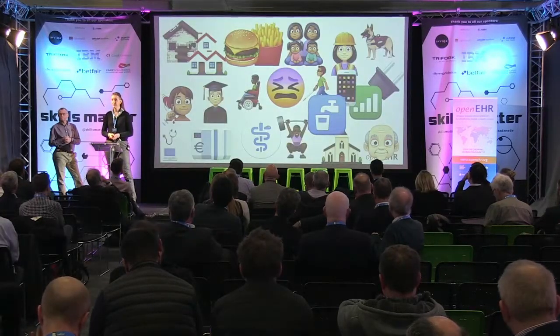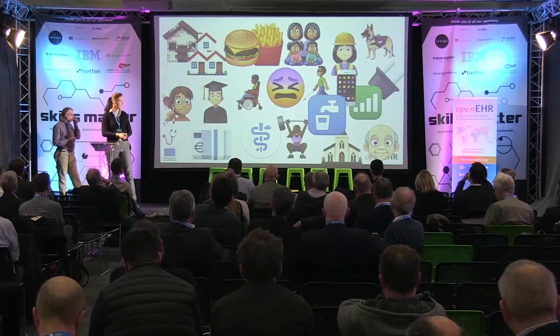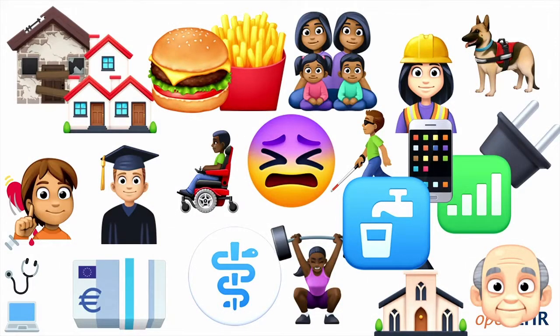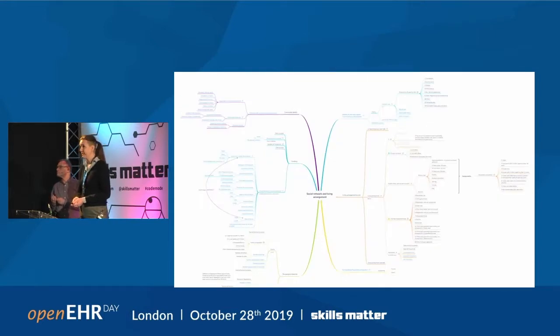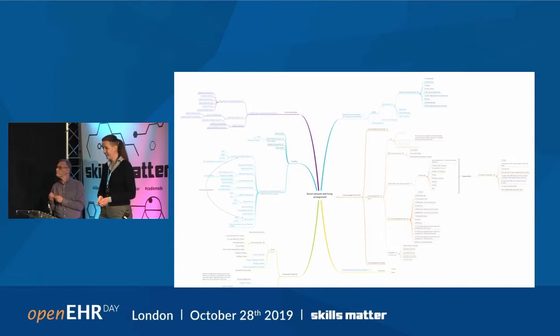If we look a little bit deeper into this area, we discovered that this is not a small area at all. It includes things like housing and relationships that I just mentioned, but also things like income, education, occupation, communication, nutrition, disability, age, sexuality, gender, ethnicity, as well as access to healthcare, clean water, electricity, and the internet. And we also discovered that this is not only a large area, it's a complex one too.